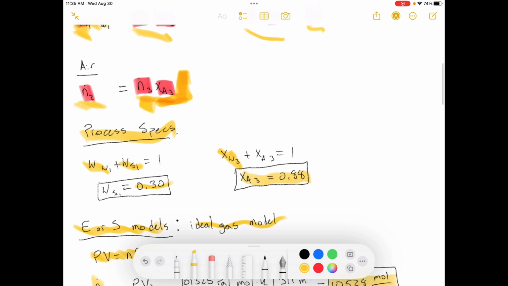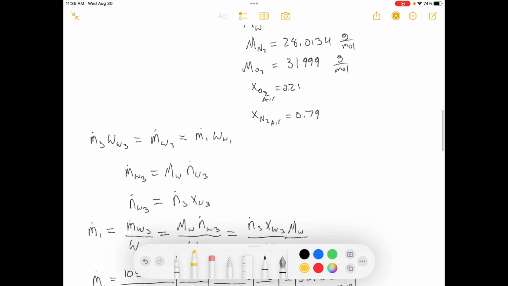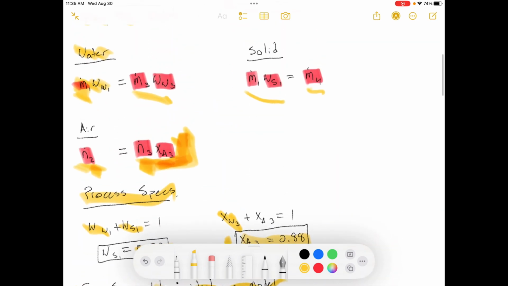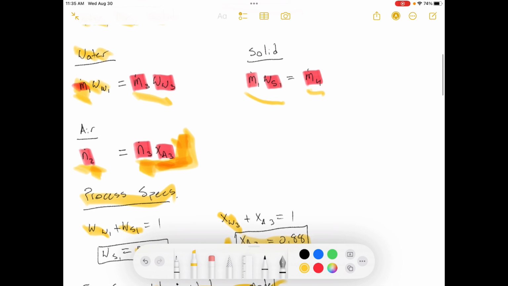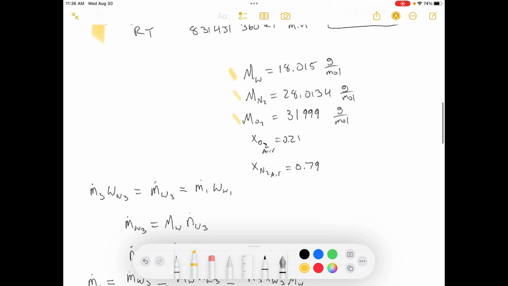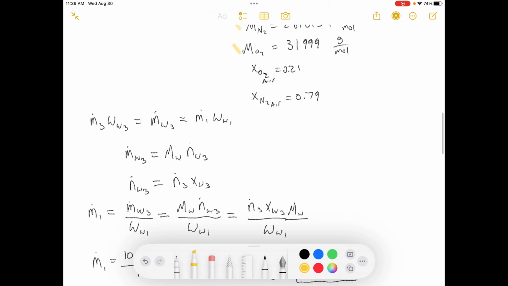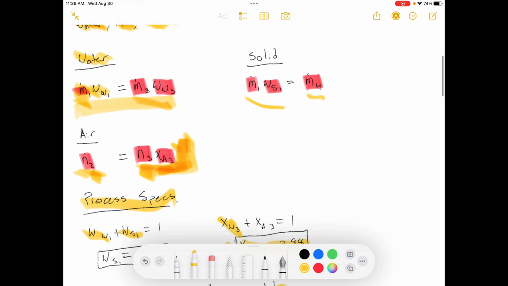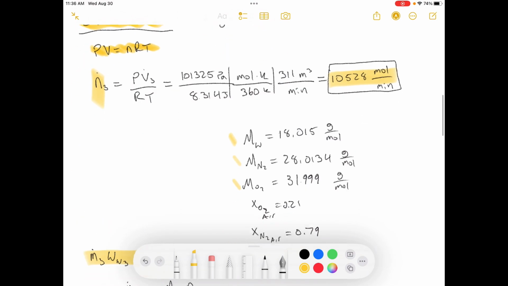Now that we know the molar flow rate here, and we know what the air is from that equation, we can solve for what N2 is. So we know what N2 is, just based off of that. That's nice. Now that we know what N2 is, we're splitting it up into water, nitrogen, and oxygen. And we're going to use this equation in order to calculate what the water balance is. So we're going to be trying to figure out more about this equation.